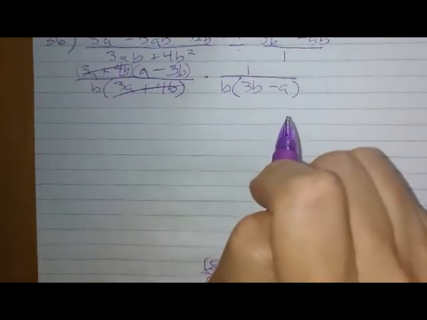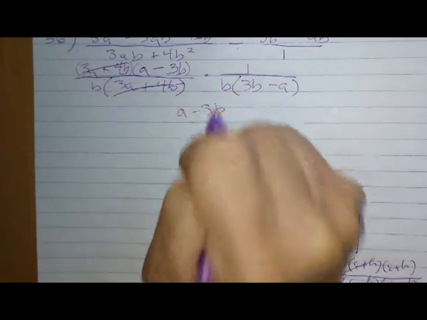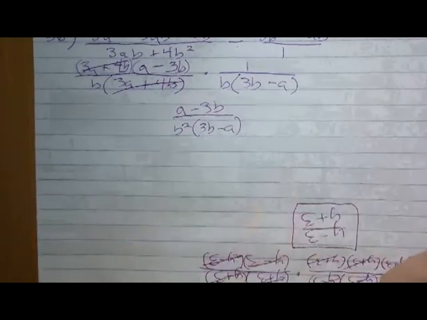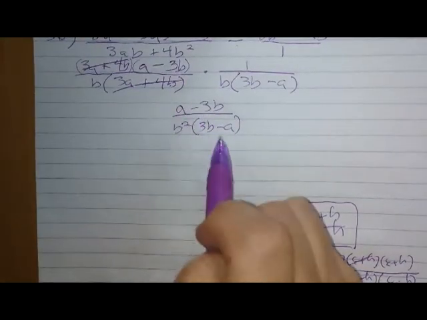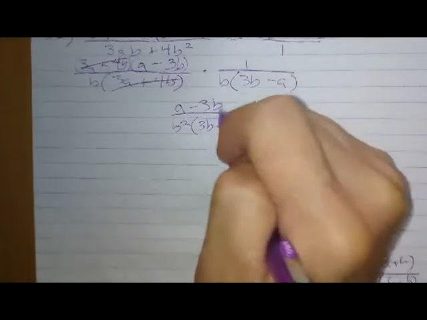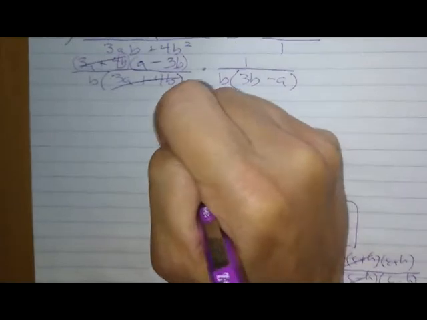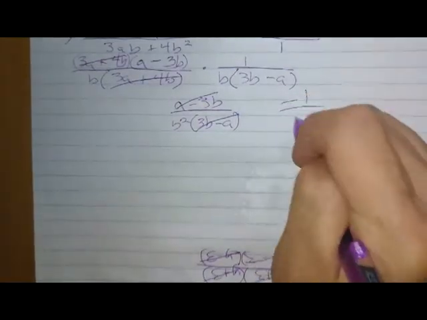I don't see anything offhand. On top, I have a minus 3b over, on the bottom, b squared times 3b minus a. Oh wait, these are almost the same. I can replace it with a negative 1. Yeah, so this and this will cancel, but that gives me negative 1 over b squared.